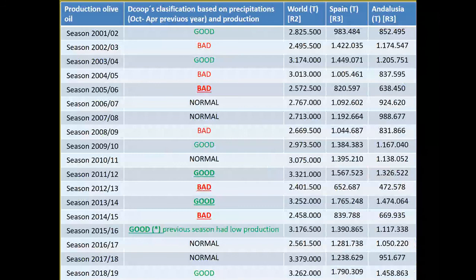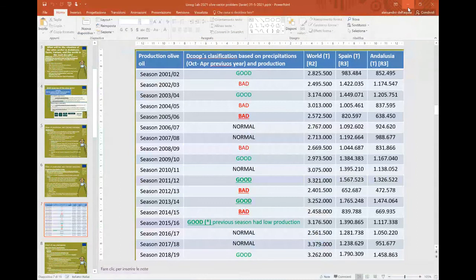Well, this first table shows the olive oil season classification, which is based on the Andalusia precipitation from October to April from the previous year. It is shown in the first column, the olive production for each season, but also the olive oil production at another level, in order to show the relationship between precipitation and olive oil production.